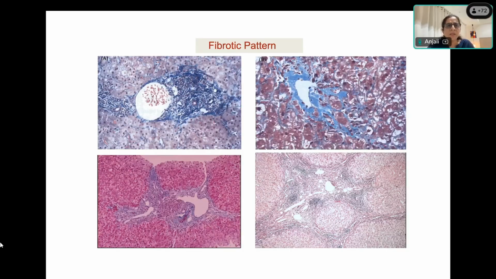You can still see that this is portal area, duct, and somewhere artery. So this is portal fibrosis, which is extending outside, so going into periportal area. This is zone 3, and you can see fibrosis here. This is perisinusoidal fibrosis. And if you see lower pictures, left-hand side, you can see a periportal fibrosis, some fibrous septa which are going away from portal area. And on right-hand side, you can see liver cirrhosis.